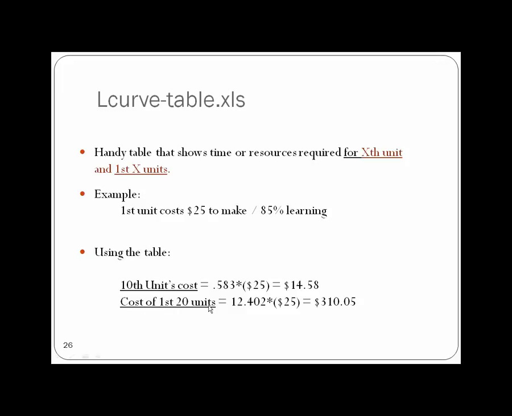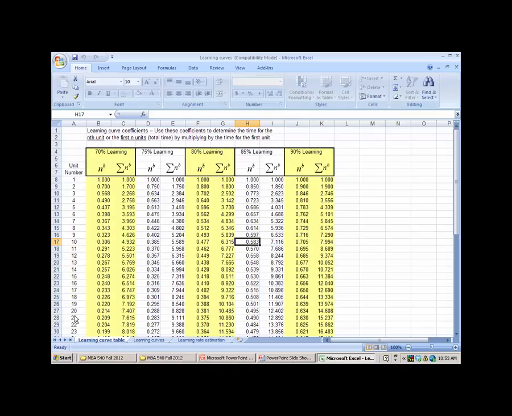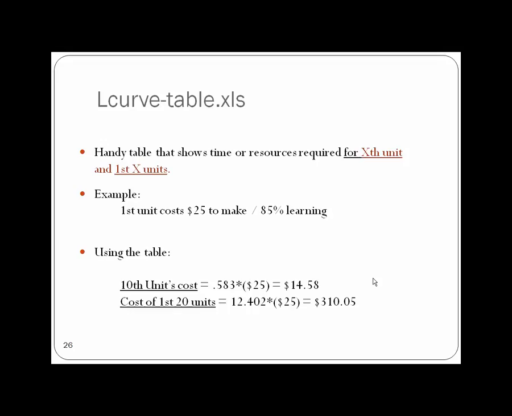But what about the cost of the first 20 units cumulatively? Well, again, we go back to the Excel spreadsheet here, and now we go down to the 20th unit. We're still in the 85 percentile column, so the cumulative cost of the first 20 units is going to be 12.402, or 1,240.2% times the cost of the first. And in fact, that's what we show here. 12.402 times the cost for the first gives us an approximate cost of 310.05.